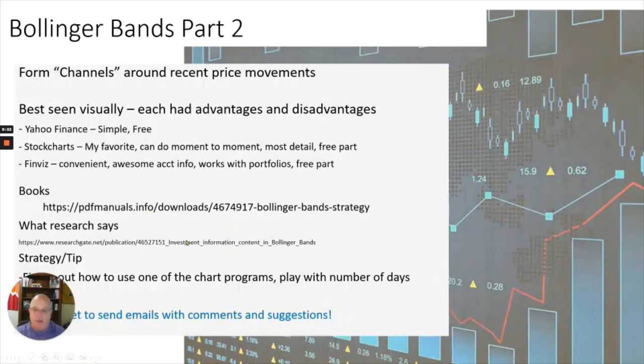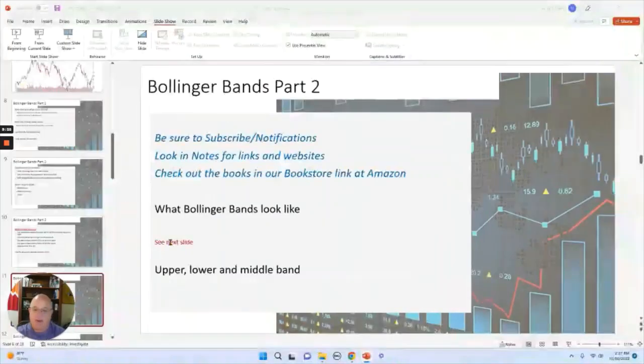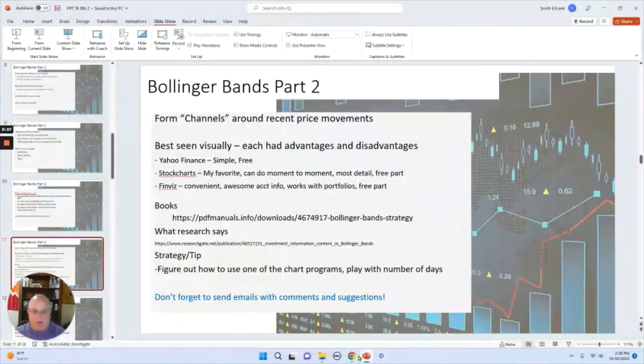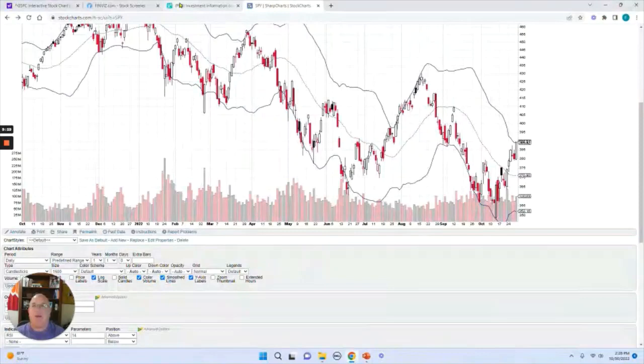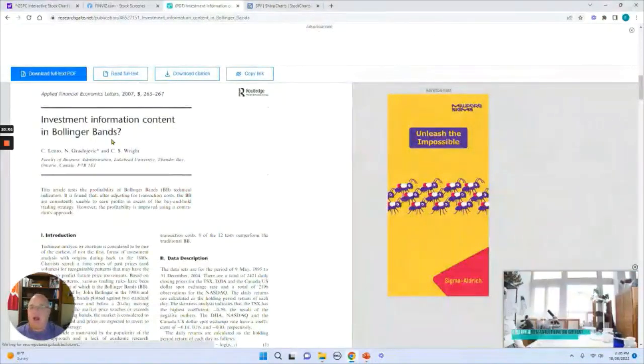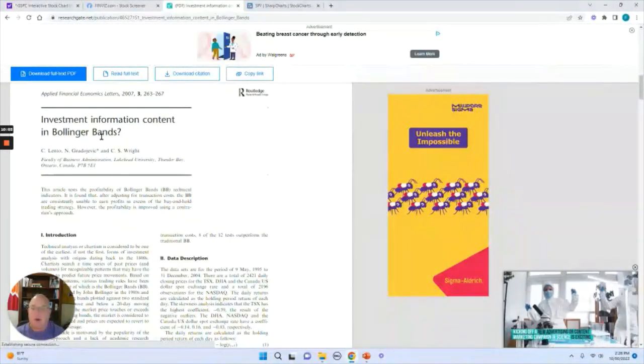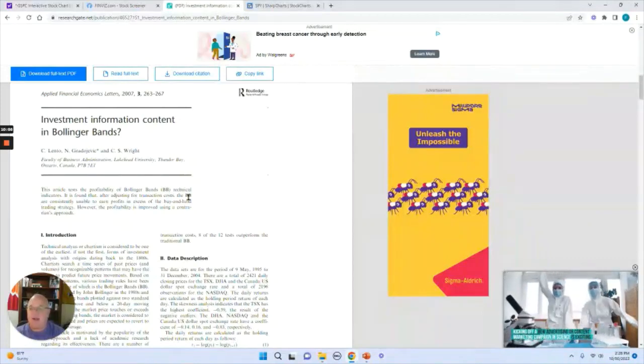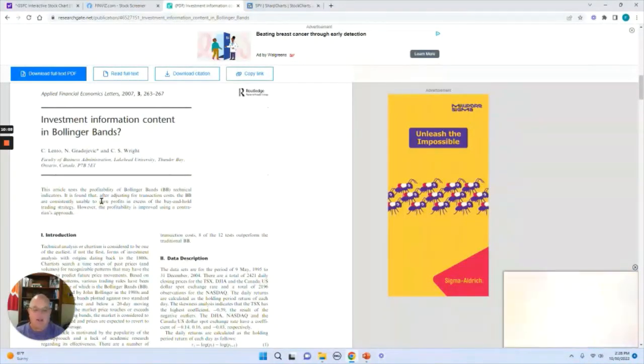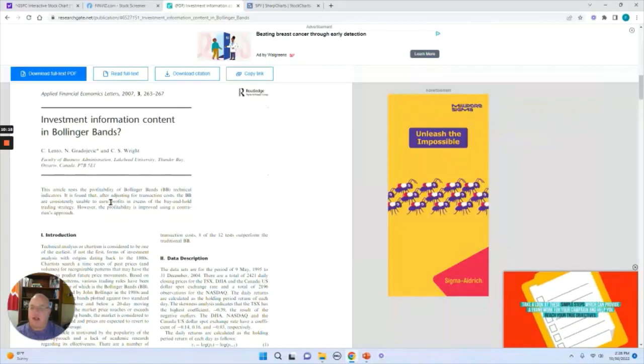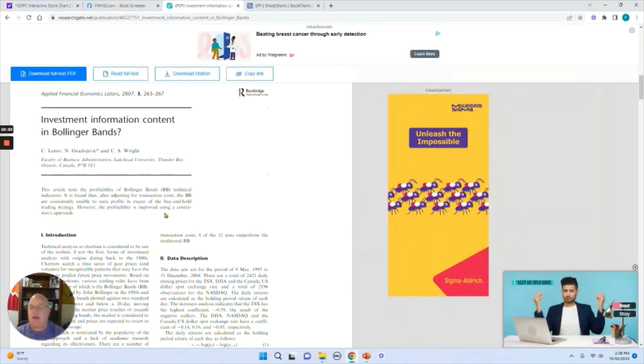Here, the ResearchGate result on Bollinger Bands looks like this. If I go over here and pull that one up, it is indeed about the information content in Bollinger Bands by a couple of different authors. It says this article tests the profitability of Bollinger Bands and technical analysis, and found that after adjusting for transaction costs, the Bollinger Bands are consistently unable to earn profits in excess of buy and hold. However, the profit is improved by using a contrarian strategy.